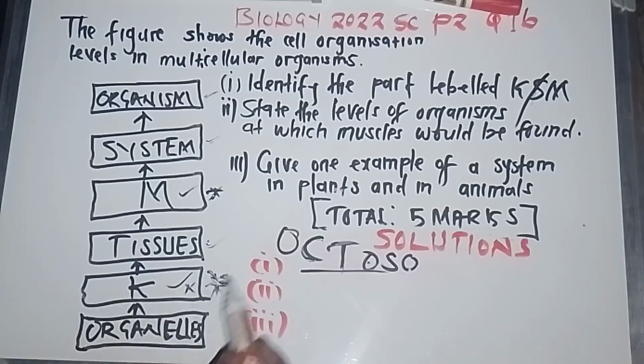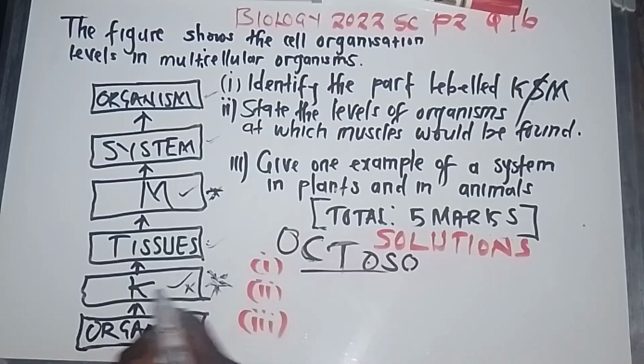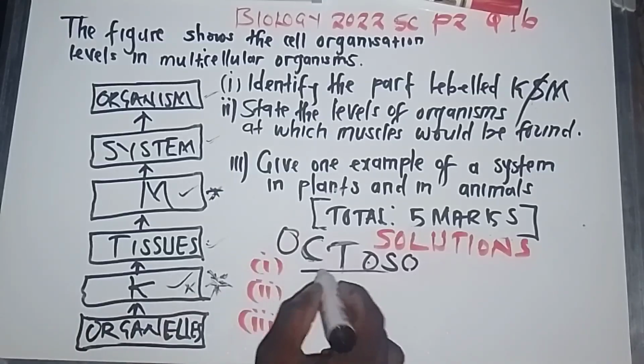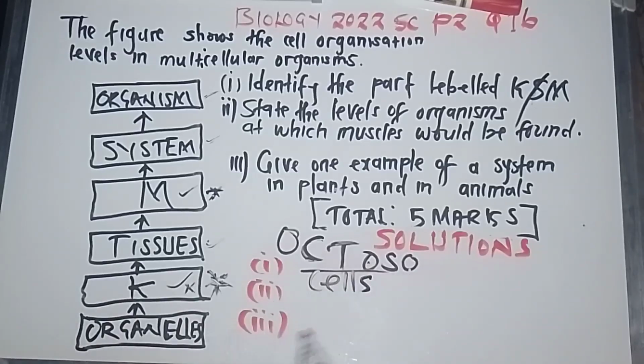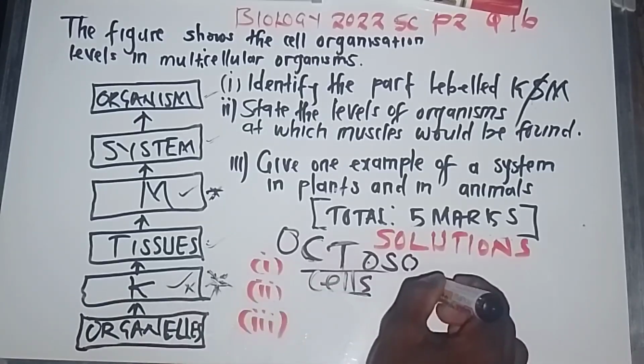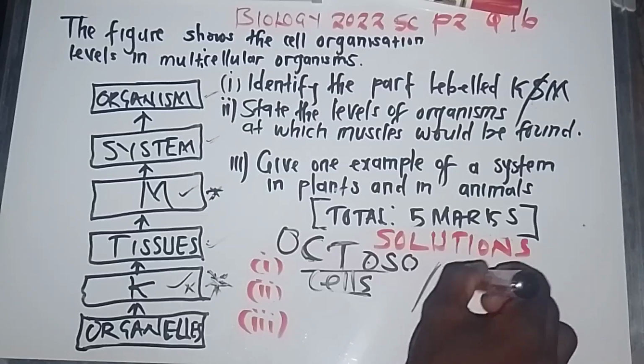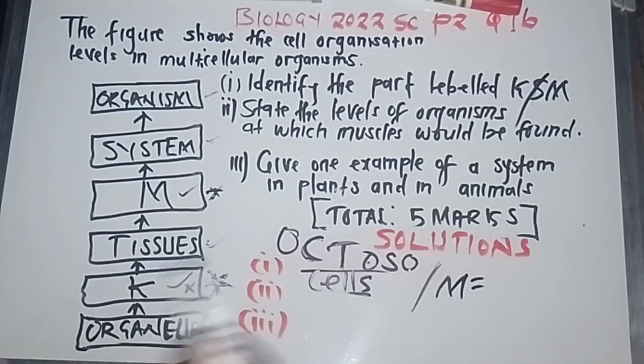And as I was saying, this O represents what? Organelles. So when organelles gather together, they will make up what we call cells. So this K represents nothing but just what? Cells. Okay. So this K represents cells. Alright. So now let's talk about M. What about M?